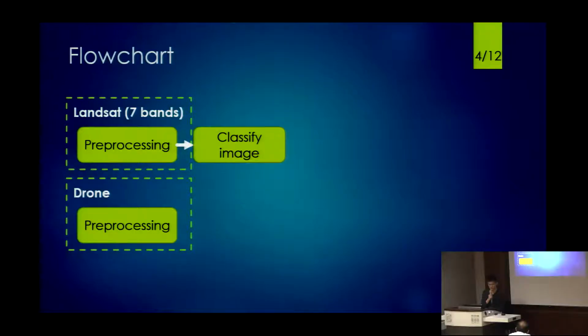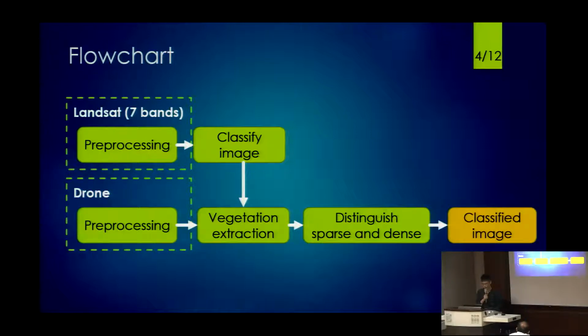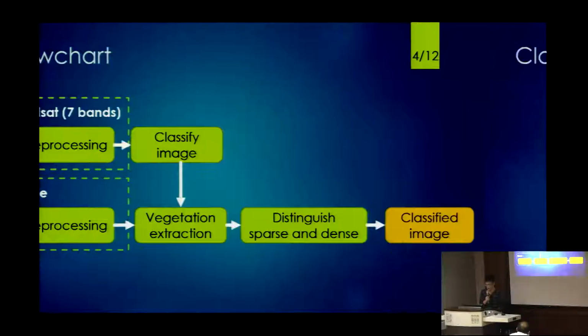So the next is classifying the image. They classify the image into vegetation class and water class or soil class. And then they extract the vegetation class by comparing the image with the drone image. And then they discriminate the sparse and dense areas, and we can have the output classified image. So let's move on to the classified image.